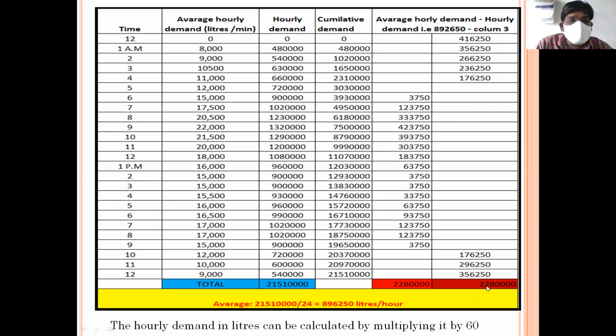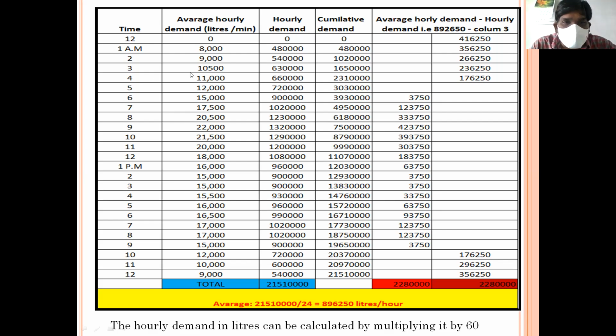One more time. See here how we got this third column: into 60. Why? It is in minutes. Now we are converting into hours, 60 minutes. This is what we got. Cumulative demand: we are adding these two values. At 2 o'clock, the total amount that is required is 10,20,000.